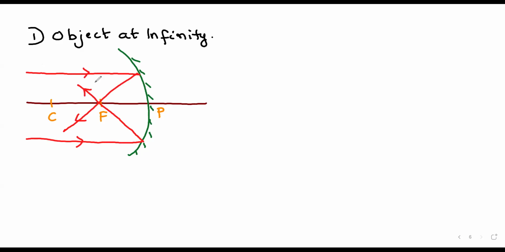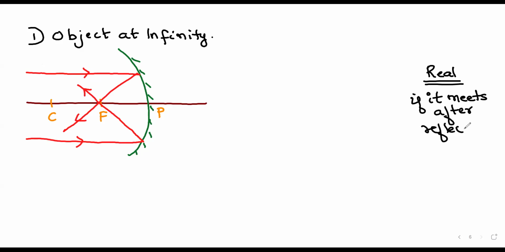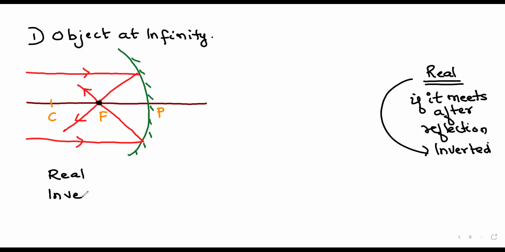Now tell me, children, what is the image? You know, an image is called a real image if it meets after reflection. After reflection, if it is meeting, it will be a real image. And all real images are inverted. So what all can we talk about? Object at infinity, children. See, they are meeting. So what type of image is it? It's a real image. Now, a real image is always inverted.